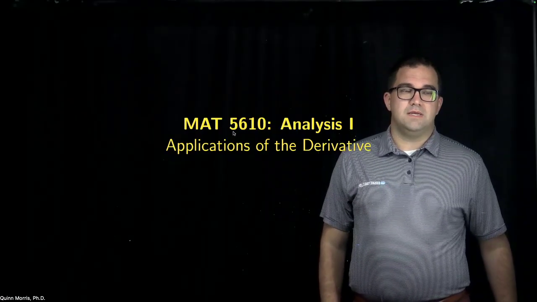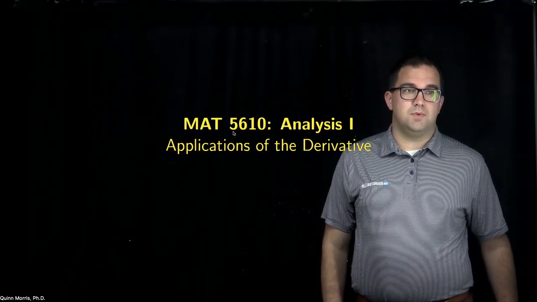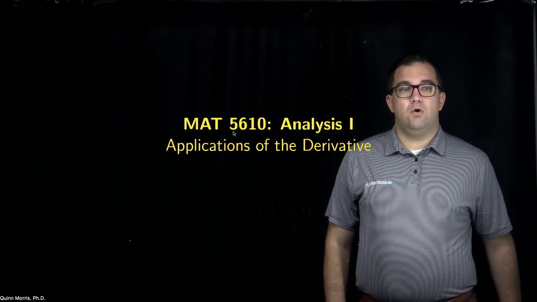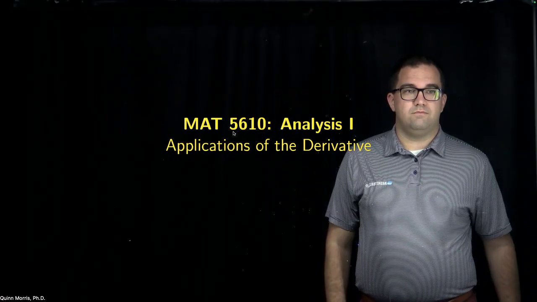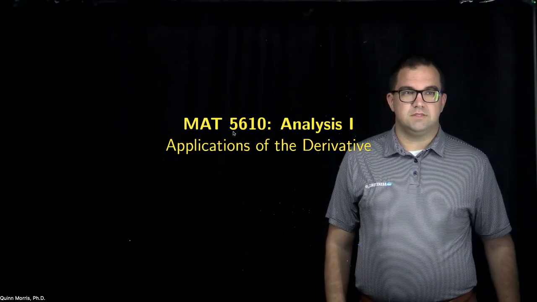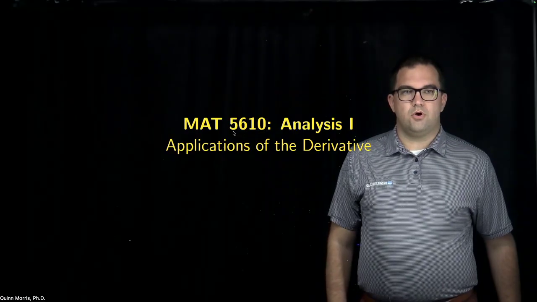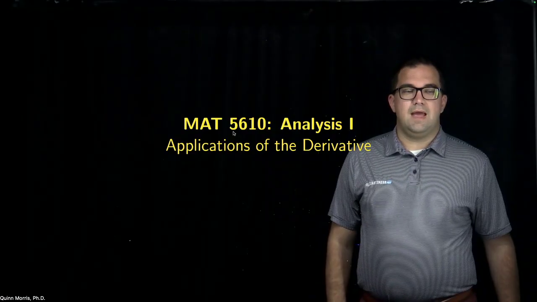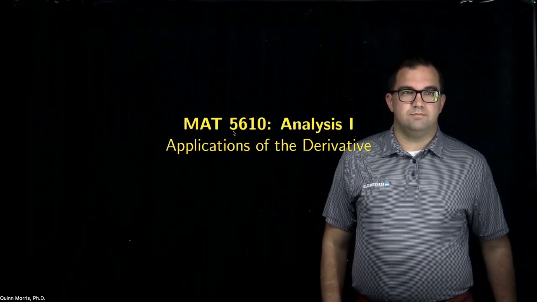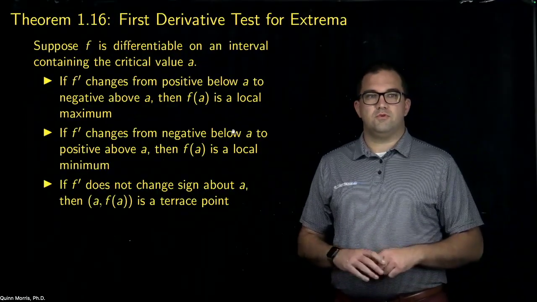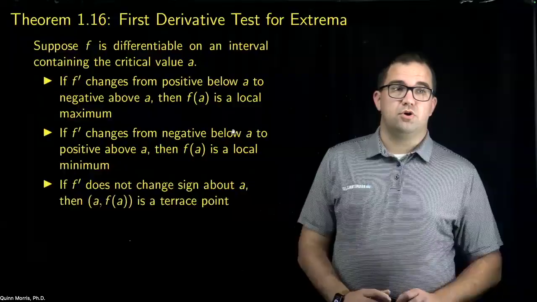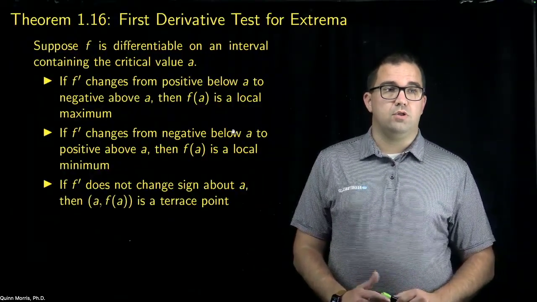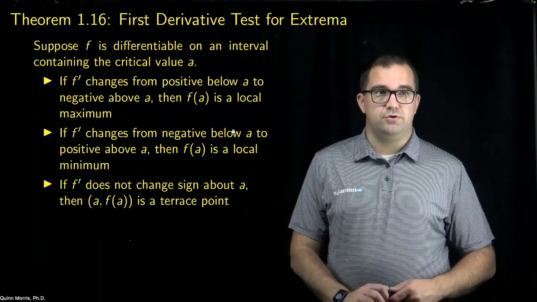For example, problems in optimization, finding maximum and minimum values, possibly subject to some constraints, or, for example, solving problems using related rates. So we want to start by understanding the connection between the derivative and the values of a function. One of the first things you may do once you can start solving problems using derivatives is to use derivatives to find local and absolute maximum and minimum values.